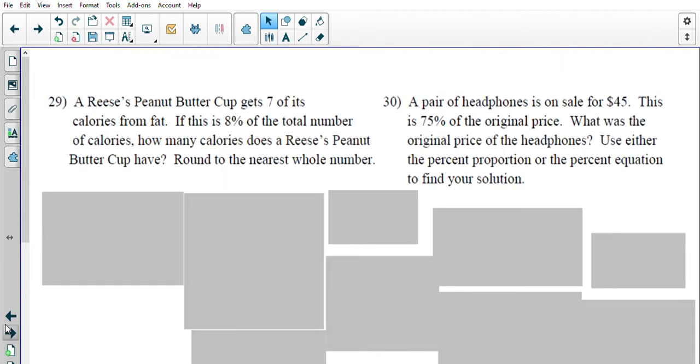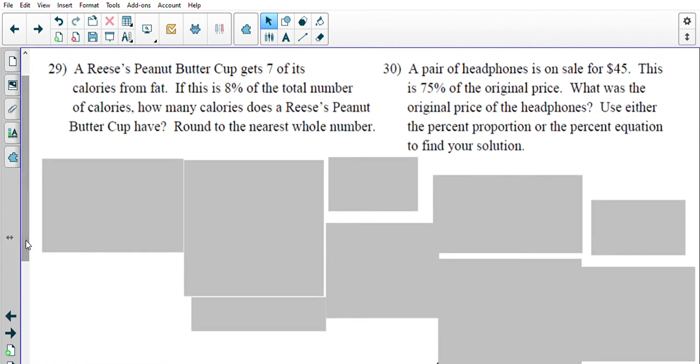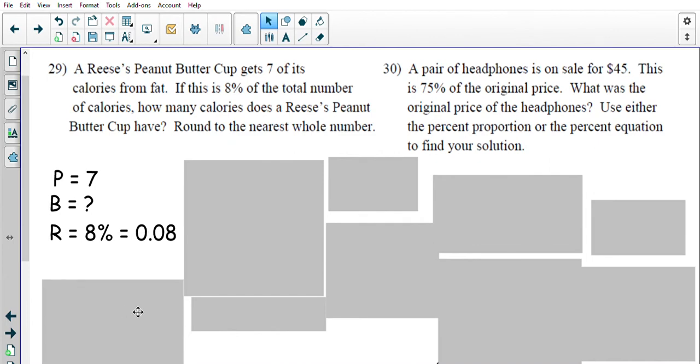All right, moving right along. Number 29, Reese's Peanut Butter Cups, one of my favorites. Gets 7 of its calories from fat. If this is 8% of the total number of calories, how many calories does a Reese's Peanut Butter Cup have? Round to the nearest whole number. Well, the part is 7. That's the part of the calories that come from fat. The base is unknown. That's the total number of calories. R is 8% or 0.08.